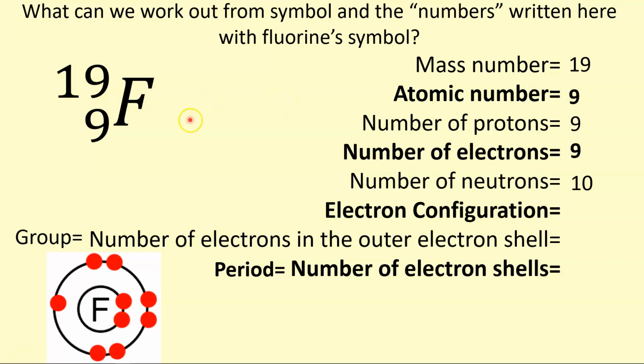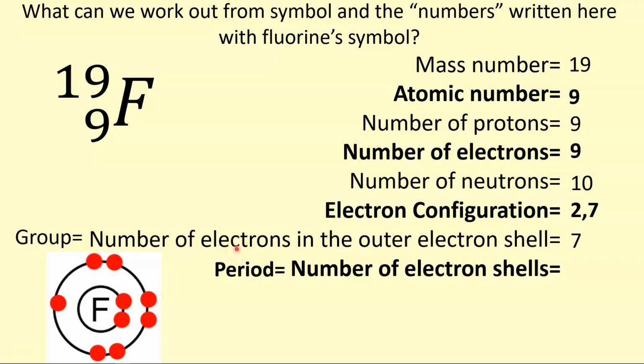The electron configuration is how the electrons are arranged in the shells. First shell can contain a maximum of 2 electrons. So if we have 9 electrons in total, this means we'll have 2 in the first shell and 7 in the second shell, as shown in this little diagram here. The group number is the same as the number of electrons in the outer shell. So if we counted the number of electrons in the outer shell, we would find it is in group 7.